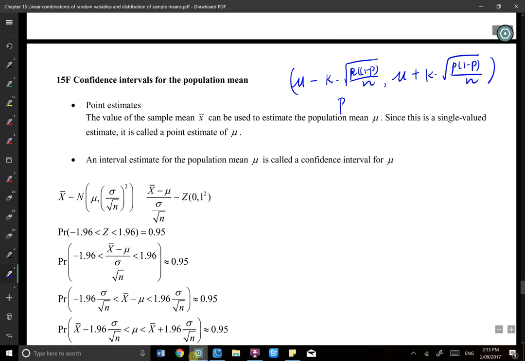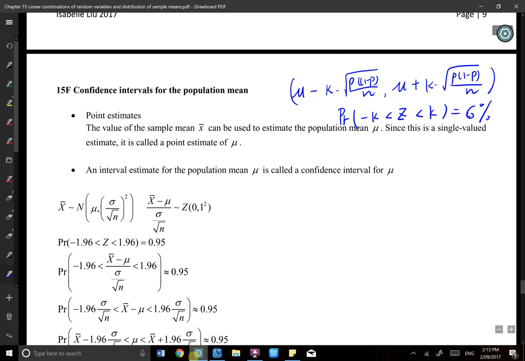And then what's this k? This k will give you the C percent confidence interval. You find the k value by using calculators. That's what we learned in methods. What's this mu? The mu is the expected value for p hat. And that is the standard deviation for p hat.